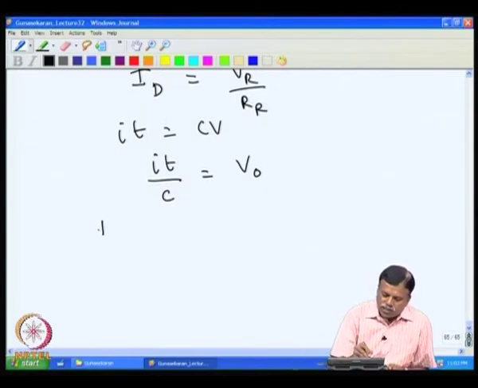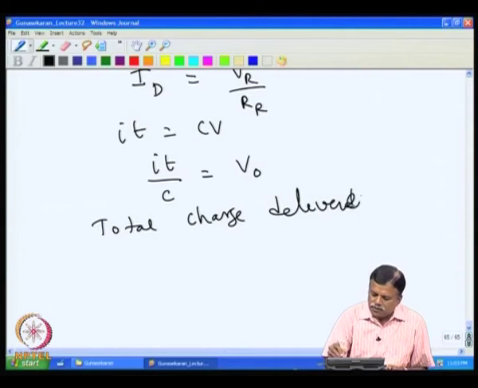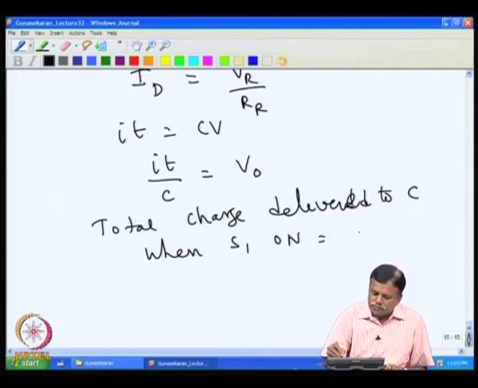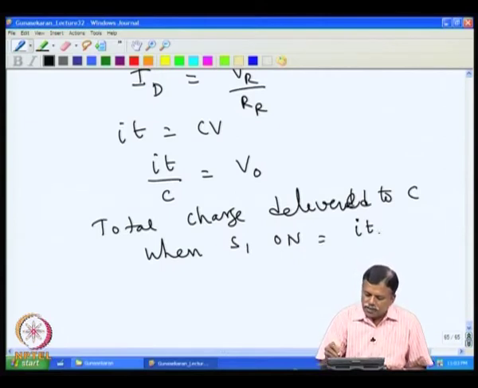So, the total charge delivered to C when S1 is on is equal to I into T, and that is equal to V in by R in into T.